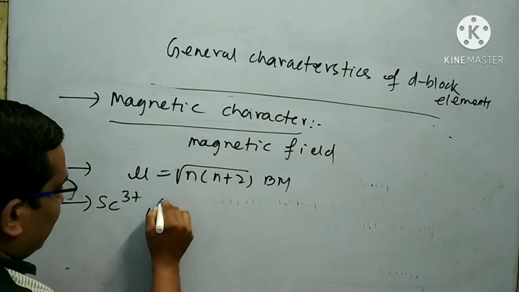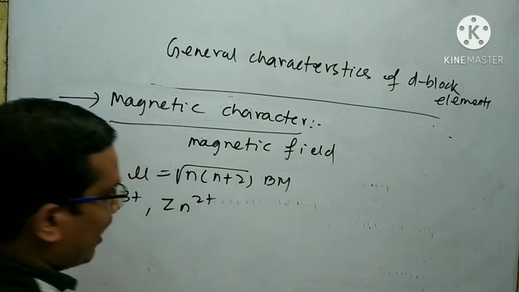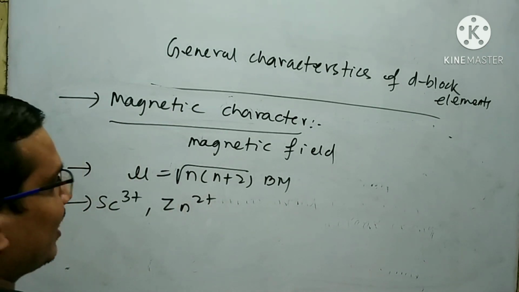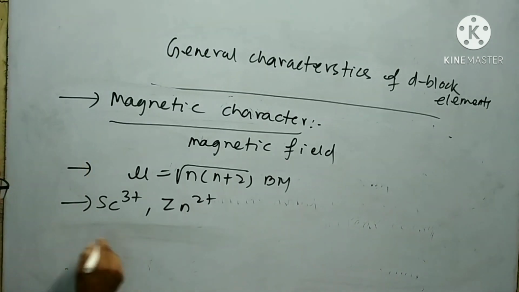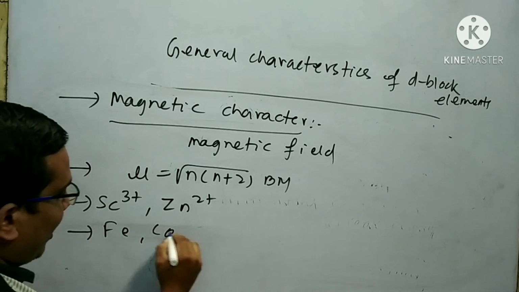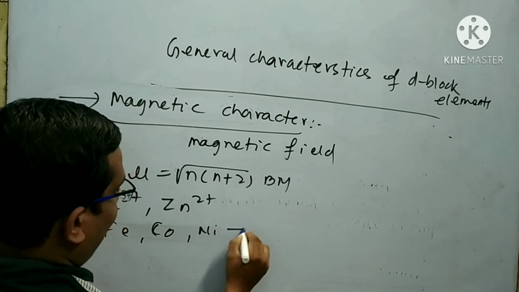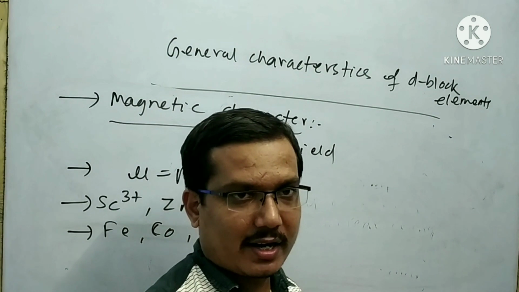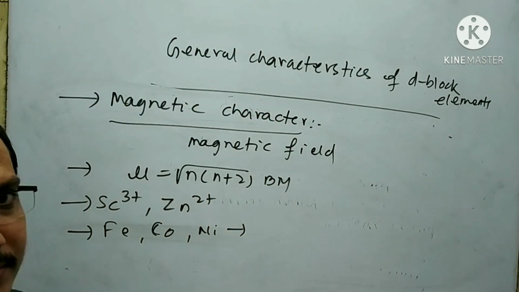Scandium 3 plus and zinc 2 plus are diamagnetic in nature and they are strongly repelled by the magnetic field. Iron, cobalt, and nickel are ferromagnetic in nature. They are strongly attracted by the magnetic field.